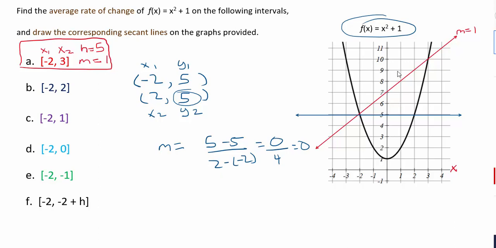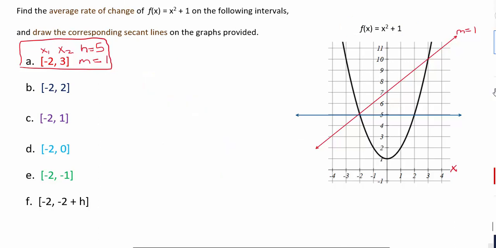So let me clear this and summarize what we found. We found that over this interval, the slope came out to be 0, whereas the first example it came out to be 1. And I will summarize that, but I also want to, in my summary, record what the horizontal distance is between -2 and 2.